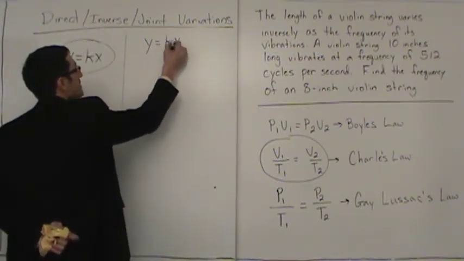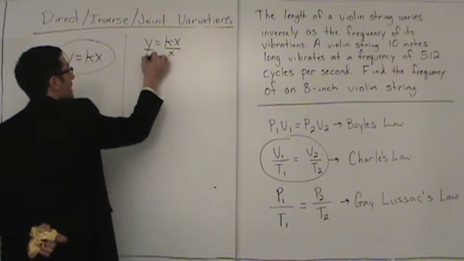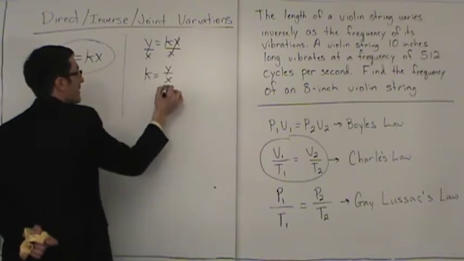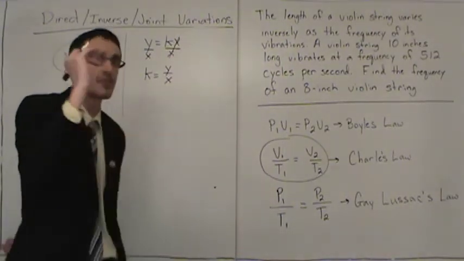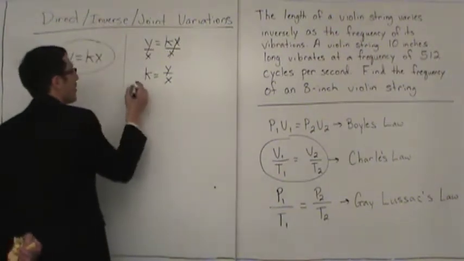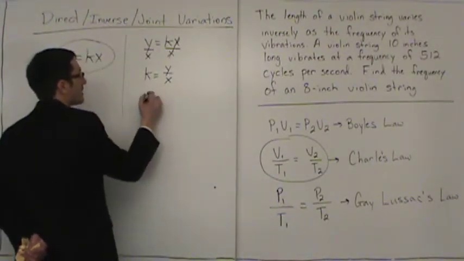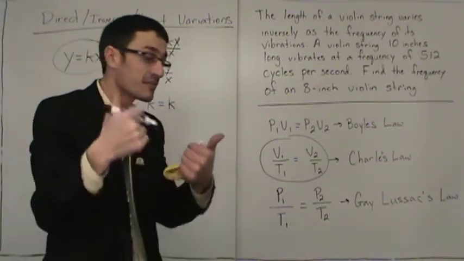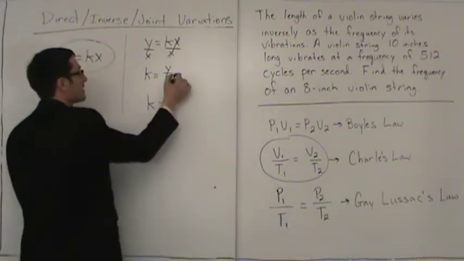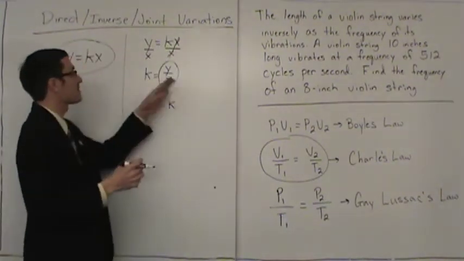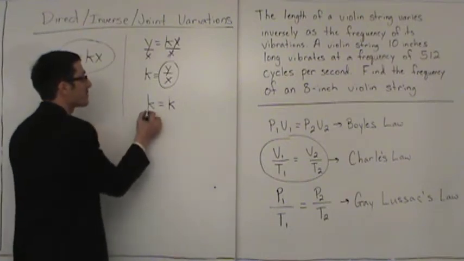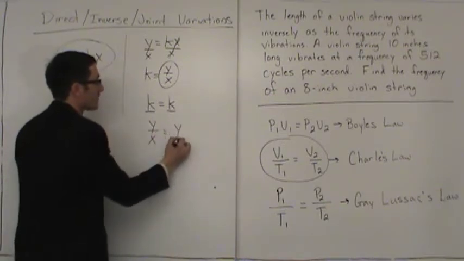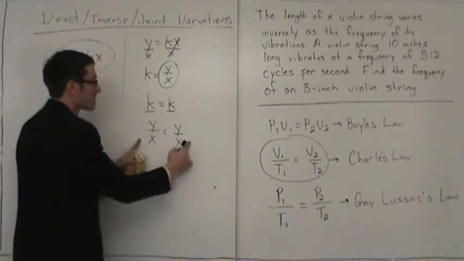First, we're going to get k by itself. Since x is being multiplied with k, divide by x, and we end up with k equals y over x. So the constant is equal to the y value divided by the x value. I hope you can agree that k is equal to itself. Whatever k is, k must be equal to itself. Now, what is k the same as? k is the same as the y value divided by the x value. So let's replace k with y divided by x. We have y divided by x is equal to y divided by x.